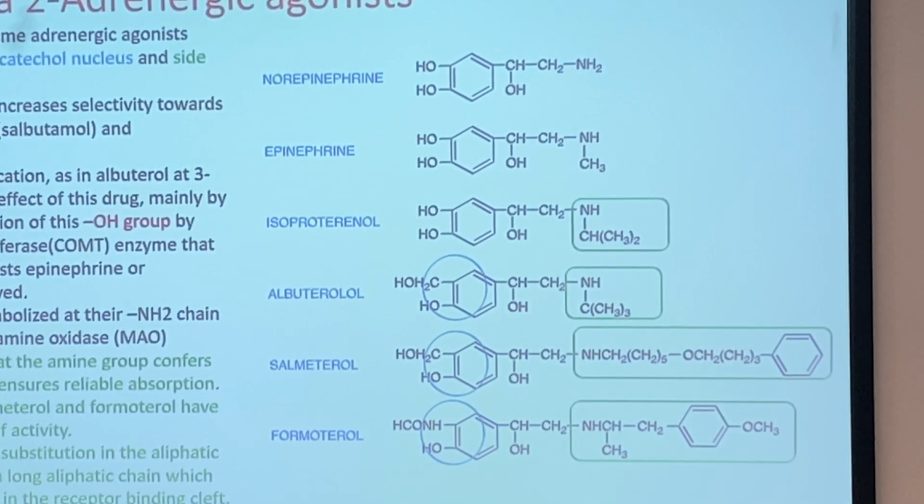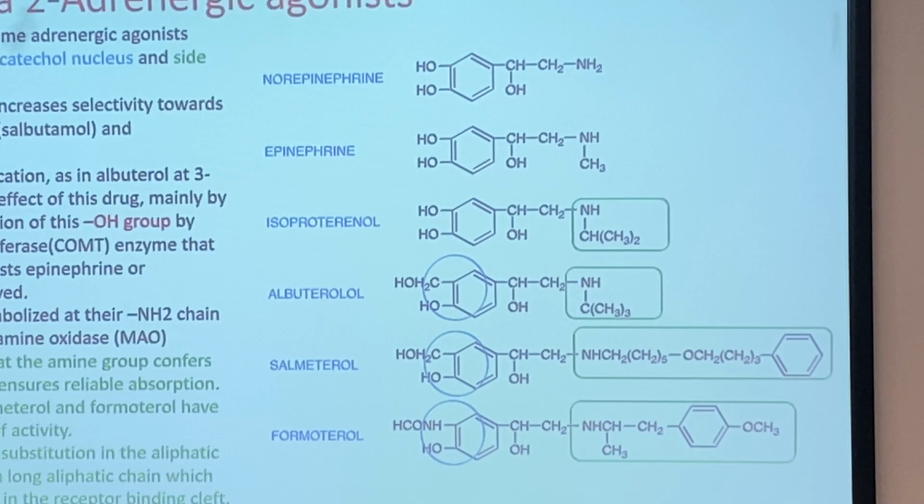One of them is isoproterenol. In isoproterenol, see the NH group: there is a methyl group in epinephrine. That methyl group is further methylated by adding two more methyl groups into it, and that makes isoproterenol even more potent than epinephrine or norepinephrine, and it becomes more stable. So in the research labs, in the pharmacology of beta-adrenergic receptors, the preferred agonist is isoproterenol. Okay?